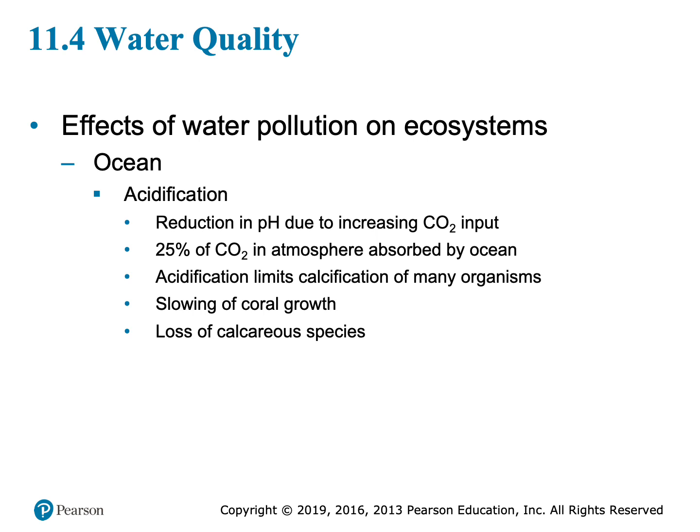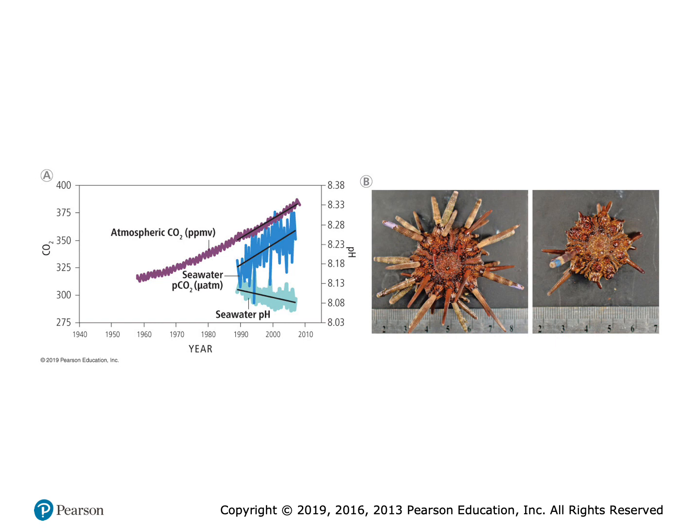So here is ocean acidification. This is a reduction of pH of the oceans due to carbon dioxide input. 25% of carbon dioxide in the atmosphere is naturally absorbed by the ocean, and the resulting acid can actually harm calcifying organisms. It can slow coral growth. It can cause the loss of calcareous species. This is a look at what ocean acidification can do to a sea urchin, which is the picture on the right. Sea urchins can lose their ability to fully form their spines when raised in conditions with high levels of carbon dioxide.